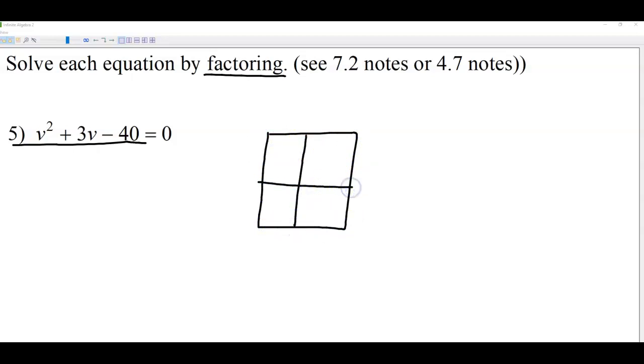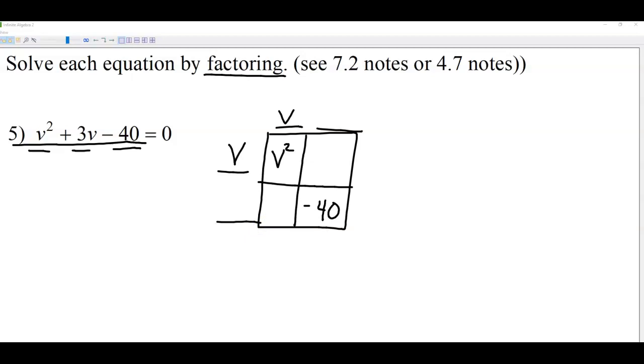Why would I do the box method? Well, because it's got 3 terms. When you have 3 terms, you do the box method. The first term goes here. The last term goes here. And then we're looking for numbers to go on the outside of the box. These 2 numbers should multiply together to make v squared. That would be v times v. These 2 numbers here should multiply together to make negative 40.